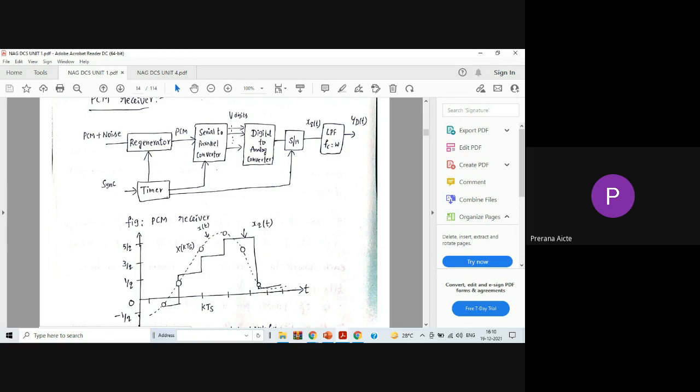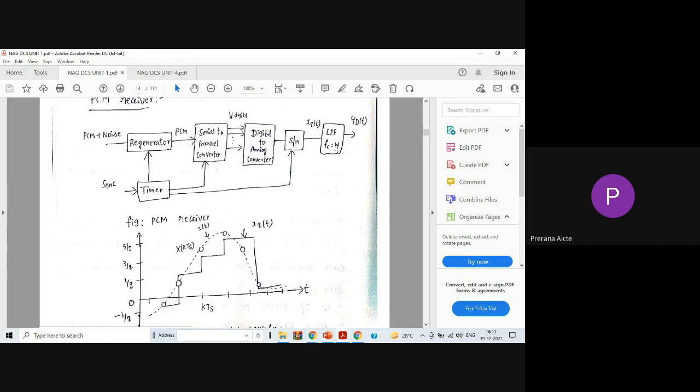Suppose in this path I am receiving 0 1 0. What is the equivalent analog signal for digital 0 1 0? That is 2, right? So it is represented with amplitude 2. And suppose I am receiving 1 0 0, it is represented with amplitude 4. Suppose I am receiving 1 0 1, it represents 5. In this way we are converting the digital signal to the analog signal, which is applied to the sample and hold circuit. So it is converting into equal samples.